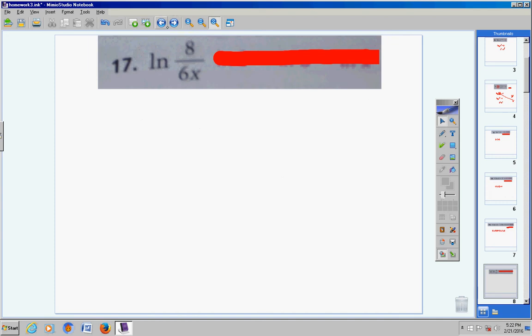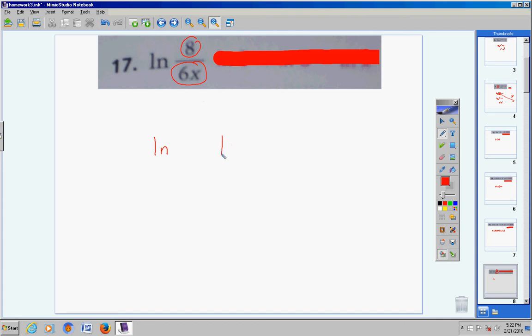Alright, now 17 through 20, we're going to expand. Okay, we're going to expand. So, look at your argument. You're looking for division, multiplication, or exponents. The first thing you usually look for is division. And I have division. So I have this being divided by this. So I write my natural logarithm. I'm dividing two things.